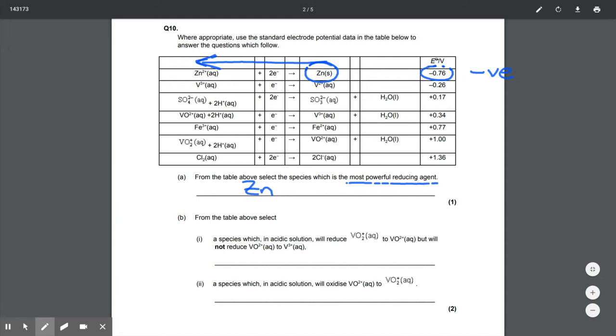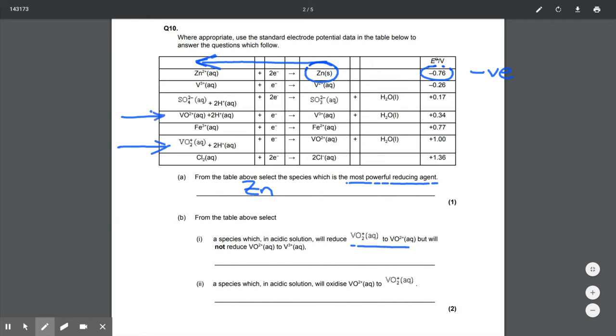Now, the next question takes again a little bit of thinking about, because we have to figure out from the table a species which in acidic solution will reduce VO2+ to VO2+. So we have to identify the correct equation. So it's this one. Okay. But will not reduce VO2+ to V3+, which is this equation.